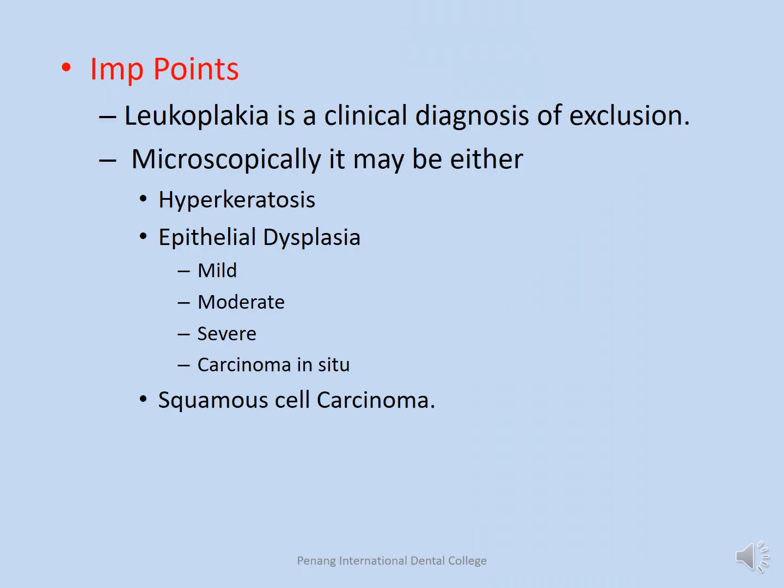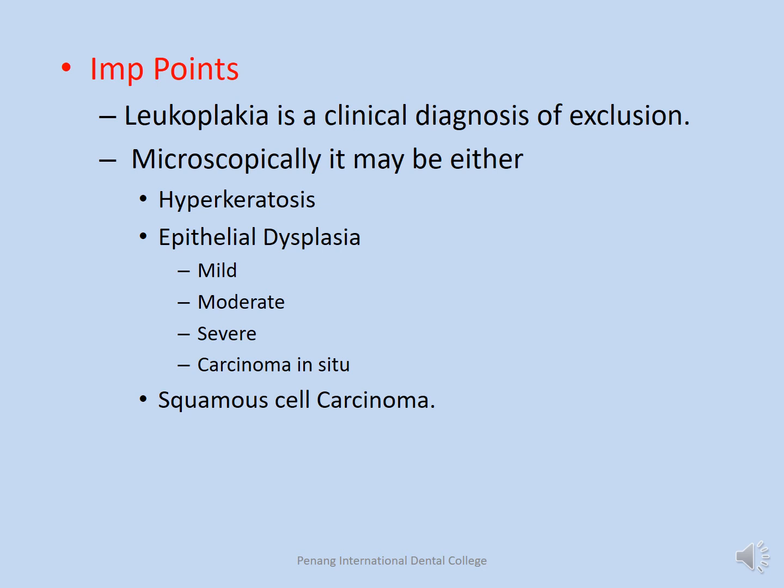Okay, so the important point here is, now if we have a patient who is identified as having leukoplakia, which is an oral potentially malignant disorder. First of all, leukoplakia is a term we use as a clinical diagnosis of exclusion. Okay, that means you come to this diagnosis only if you have not been able to categorize it as any other known white lesion. Secondly, microscopically, a leukoplakia could be anything between hyperkeratosis, epithelial dysplasia, or squamous cell carcinoma, right?